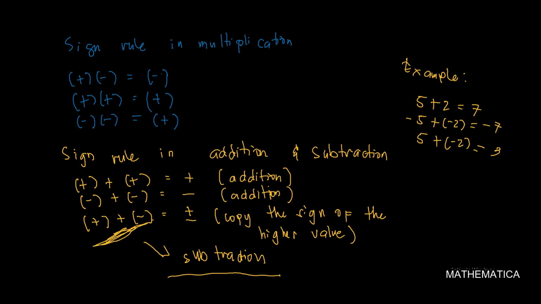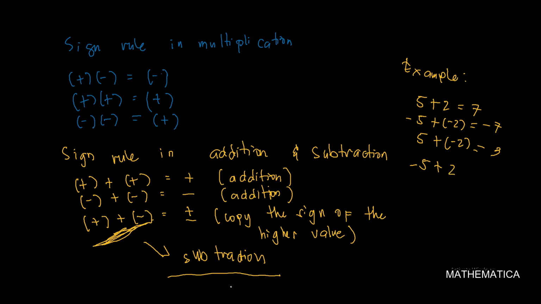So, 5 minus 2 ay 3. So, sabi natin dito sa conditions, we have to copy the sign of the higher value. So, ano ba mas mataas? Si positive o si negative? So, si positive. Kaya ang sagot natin ay positive 3. So, what if naman meron akong negative 5 plus positive 2? So, isang negative, isang positive.